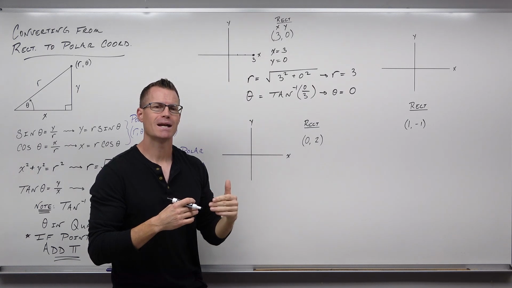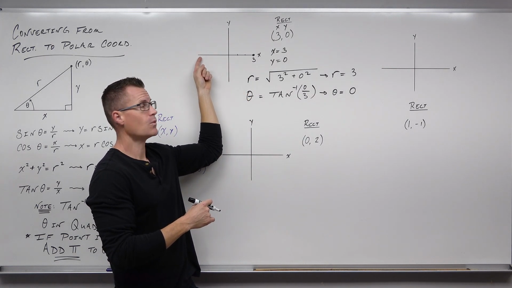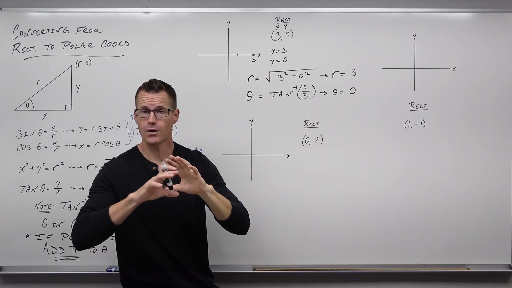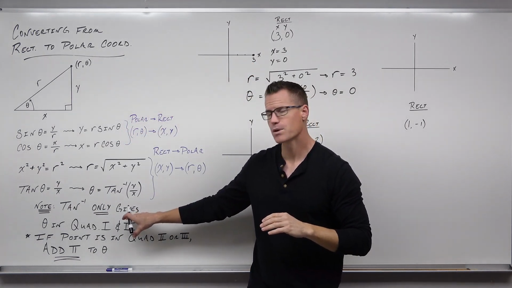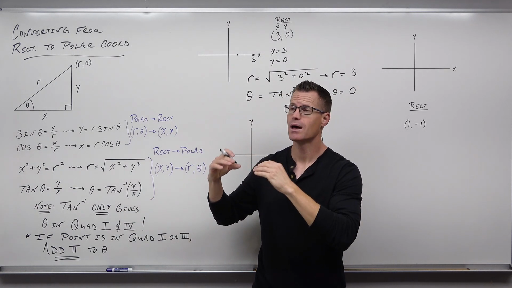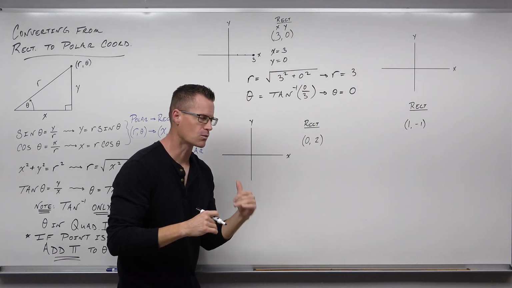Now, what if you had negative 3, 0? Negative 3, 0 would be over here. This angle wouldn't cut it. In that case, you'd add pi. So for anything outside of quadrants 4 or 1, just take what your tangent inverse gives you and add pi to it. It will work every time. So that's kind of nice. It's a little helpful hint. Hopefully you wrote that down.